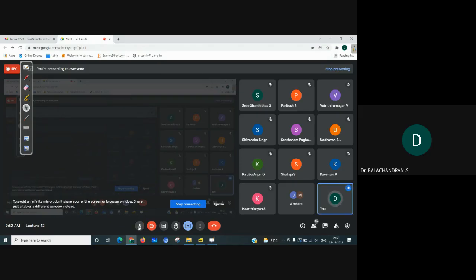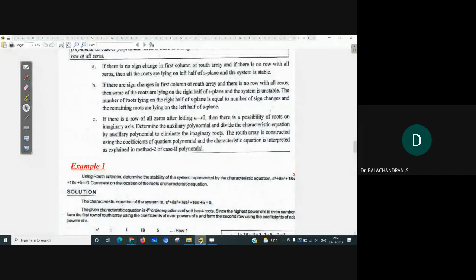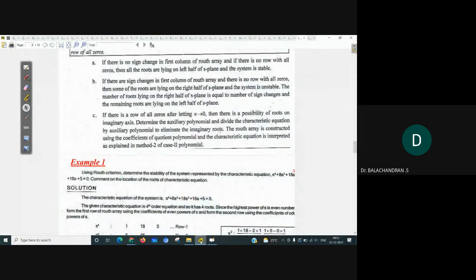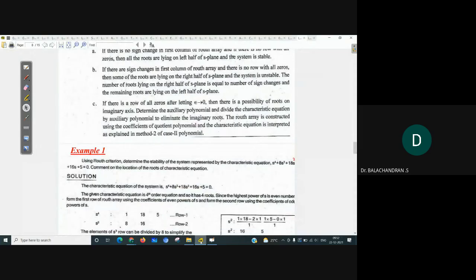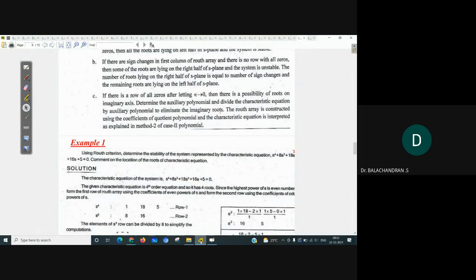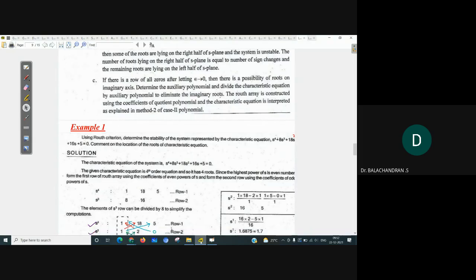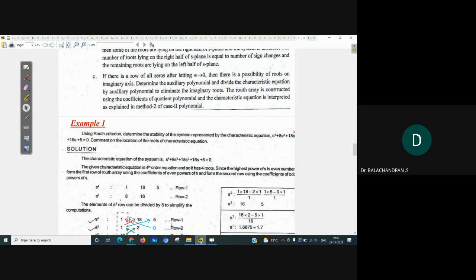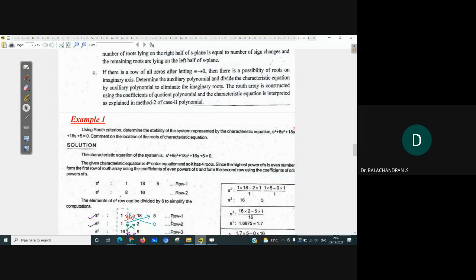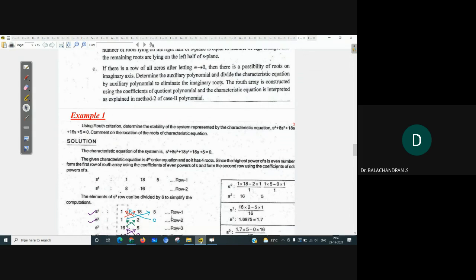Okay, Purna Chandra, I think you told 16. Sir, yeah, 16 and then 10. 16, 10, 10 of 5. 16 and 5. 16 and 5 is the correct answer.